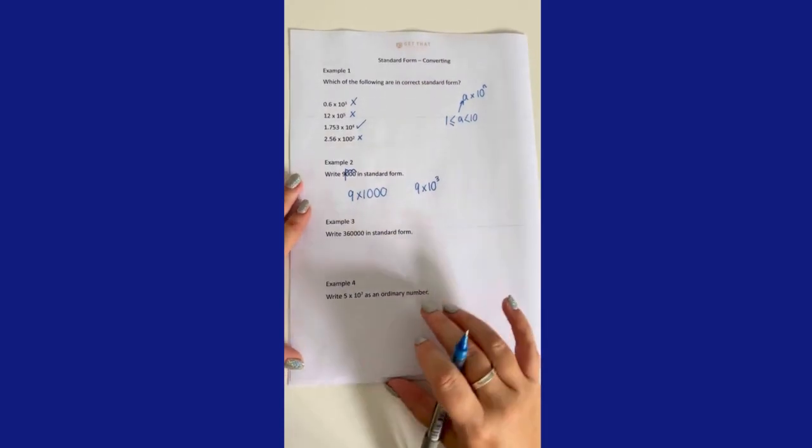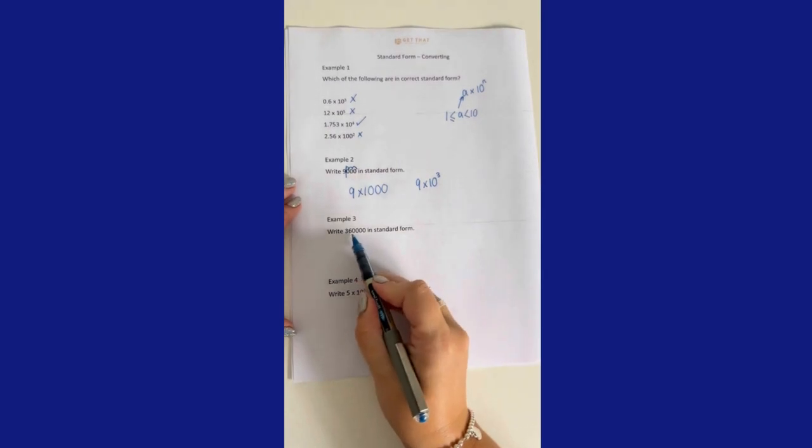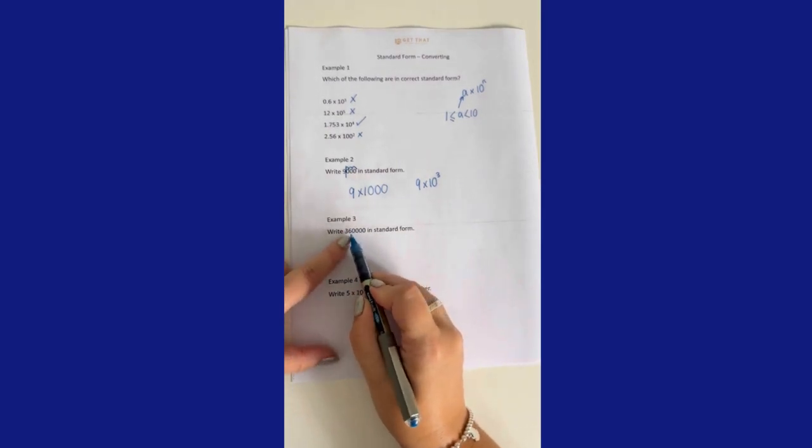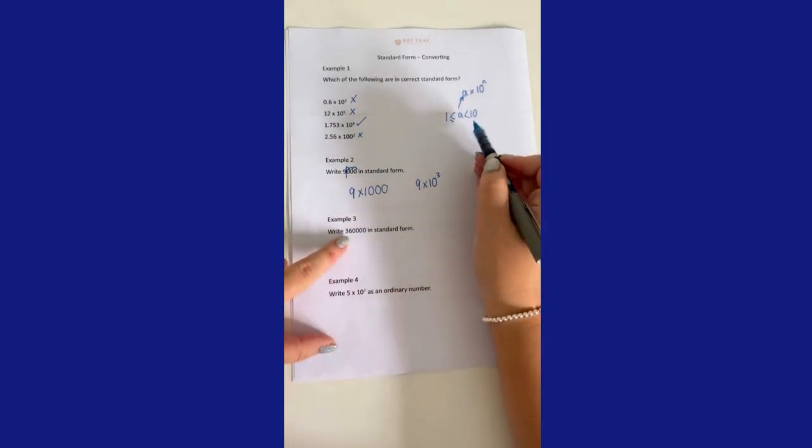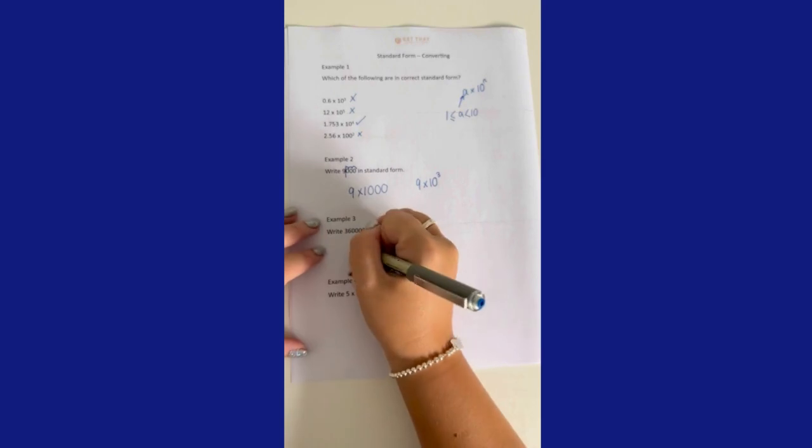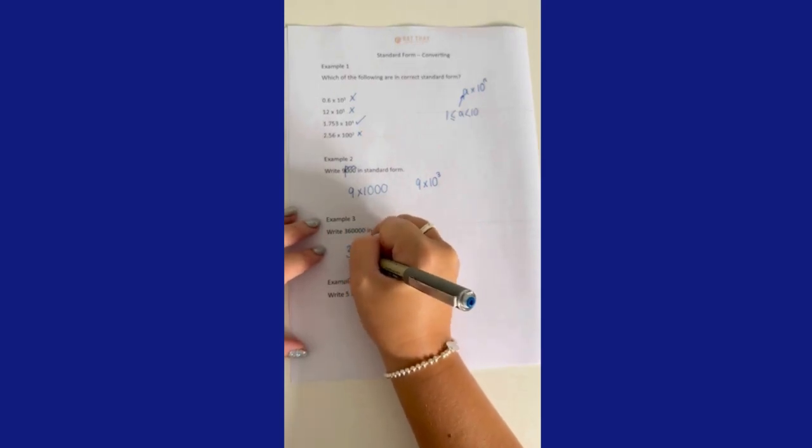So here we've got 360,000 in standard form. Now this time we've got 2 digits. We've got a 3 and a 6. If I was to isolate this and say 36, that's not going to be in correct standard form because we know it has to be between 1 and 10. So the way I'm going to do it is insert a decimal and make it 3.6.